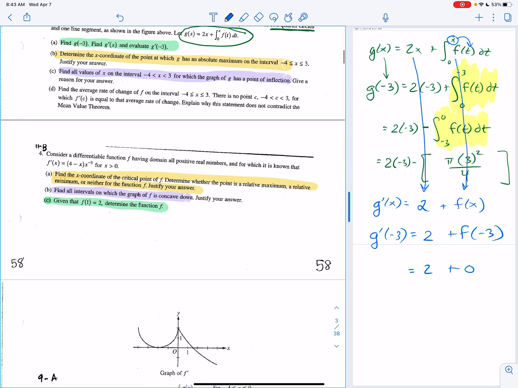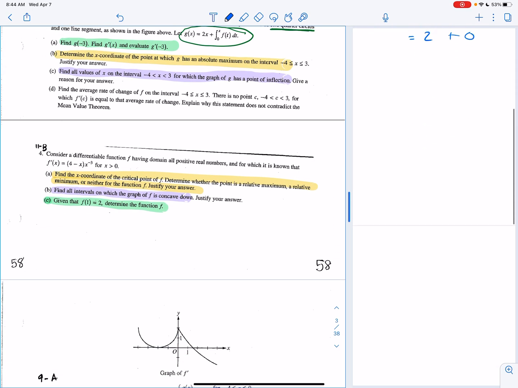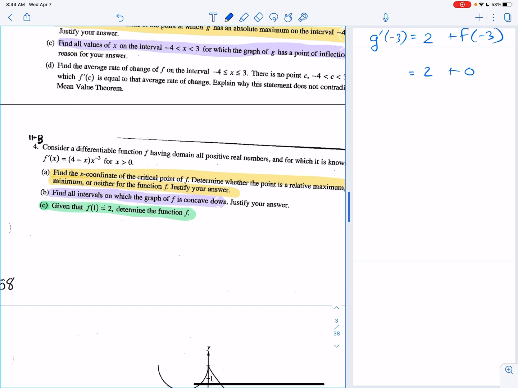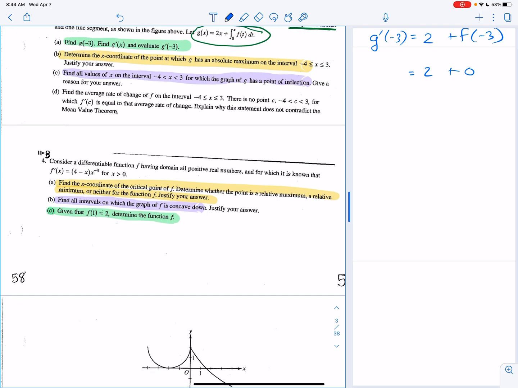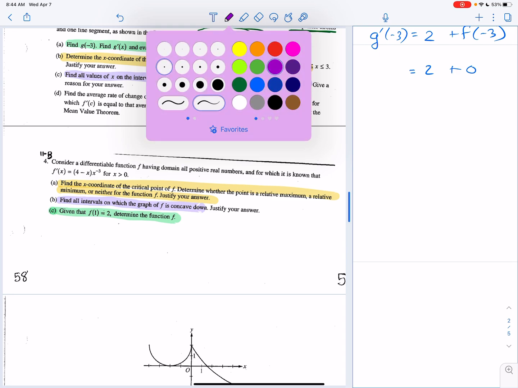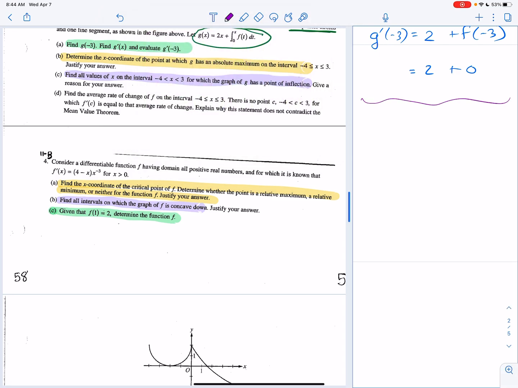So here's one that's a little bit different where they ask you to find the function. 2011 Form B, Part C. Given that f of 1 is equal to 2, determine the function f. Okay, so you can do this in many different ways, all right? I want you to notice that in that problem, they give us f prime of x.